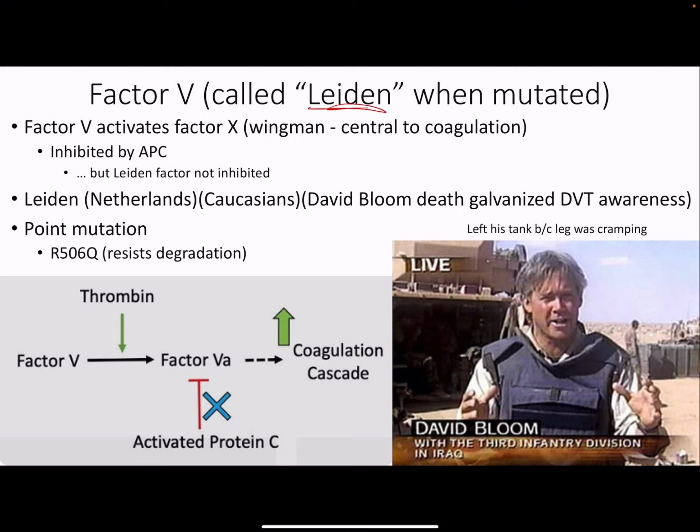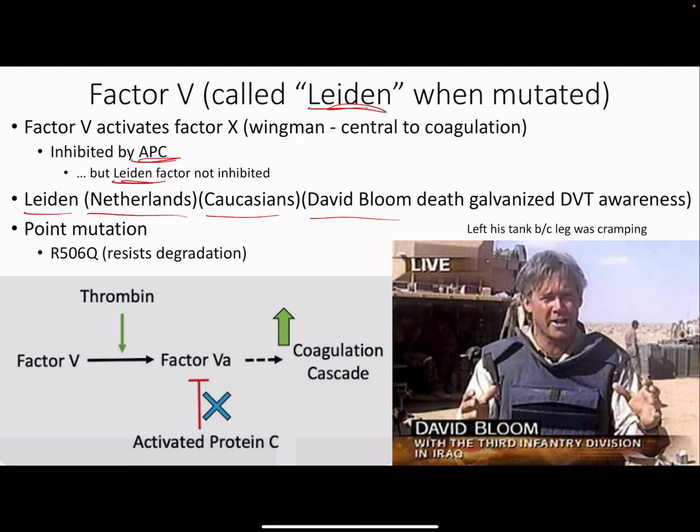So factor 5 is often inhibited by activated protein C. But basically, the mutated factor 5, called the Leiden factor, is just resistant to APC trying to turn it off, which means you're going to have extra coagulation. I think of Leiden as being in the Netherlands, where there's a bunch of Caucasians. So basically, this Leiden mutation is more likely in Caucasians over other ethnic groups.